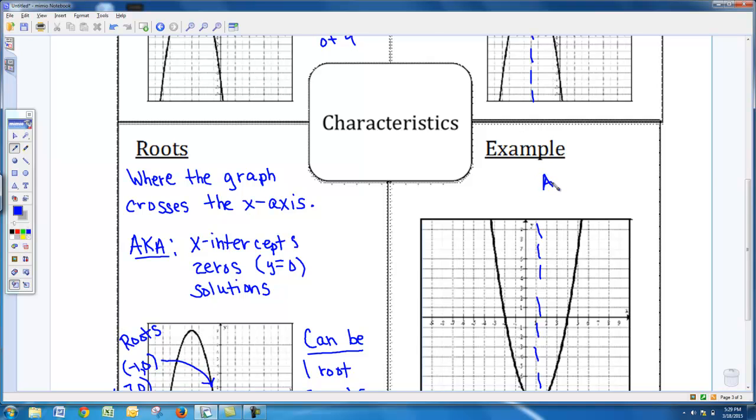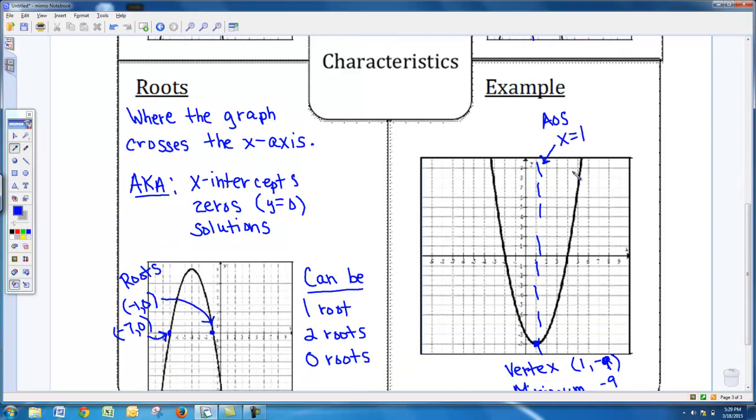So our AOS, or our axis of symmetry, is x equals 1. And notice that the axis of symmetry has the same value as the x-coordinate of the vertex. This parabola has two roots. It crosses the x-axis in two places. It has a root at -2, 0, and it has a root at 4, 0.